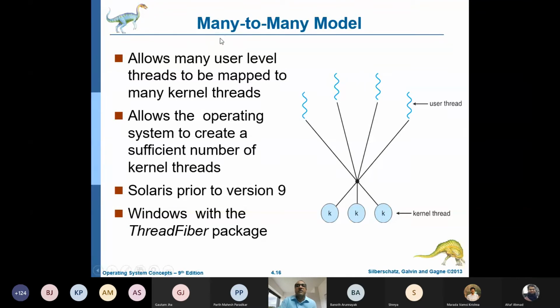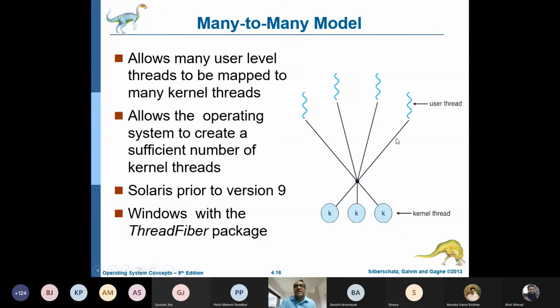So that's why in the many-to-many model, there are multiple user level threads, and the kernel also supports multiple kernel level threads, and the number of kernel level threads will be less than or sometimes equal to the number of user level threads. That means the kernel will support some fixed number of threads, whatever it can accommodate, and the user level threads will be mapped to this limited number of kernel level threads.